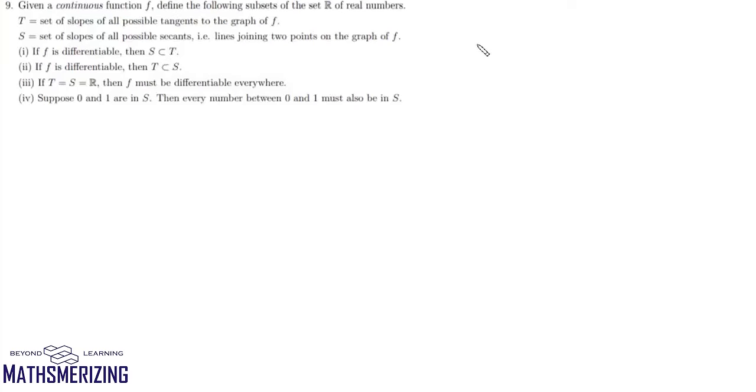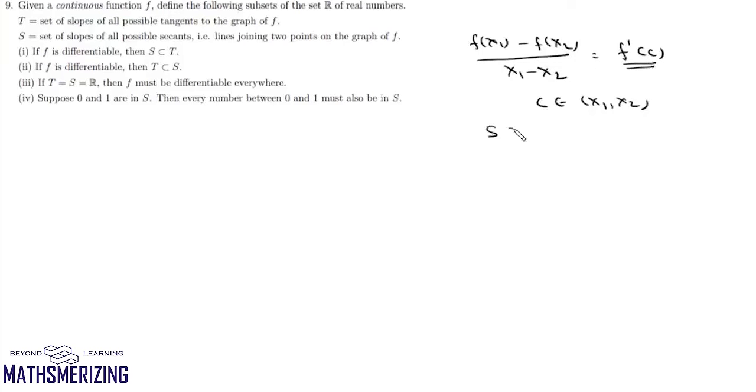So if we take any secant, which is say f x1 minus f x2 upon x1 minus x2, then from Lagrange's mean value theorem, we can say that there exists at least one point C in the interval x1 and x2 such that slope of tangent at C is equal to secant slope. So for any possible combination of x1 and x2, we always have a point where tangent is equal to secant. So that means S is a subset of T. That means statement 1 is correct.